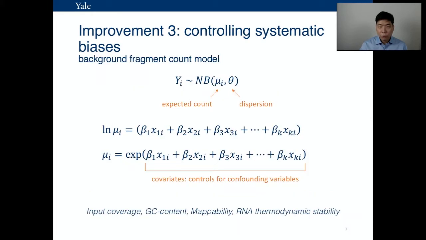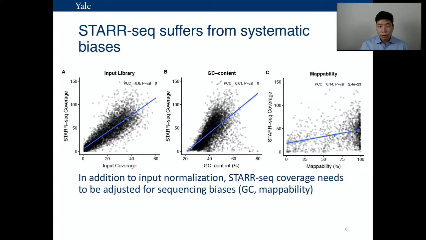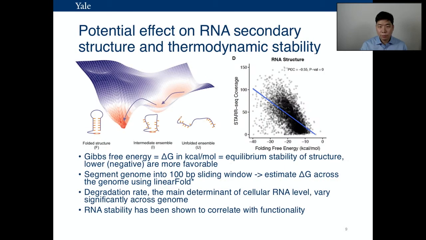We also included several sequence features as covariates to adjust for any potential source of biases in the STARR-seq assay. More specifically, we used the DNA input coverage, GC content, mappability, and RNA thermodynamic stability of the tested sequences. When we plotted the STARR-seq output over these sequence features, we observed a strong correlation, indicating that STARR-seq may have been suffering from these systemic biases, and we need to adjust for these when calling active elements.